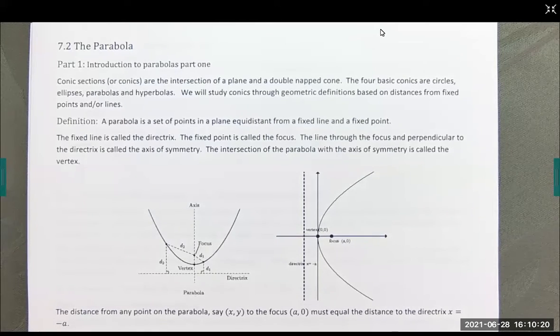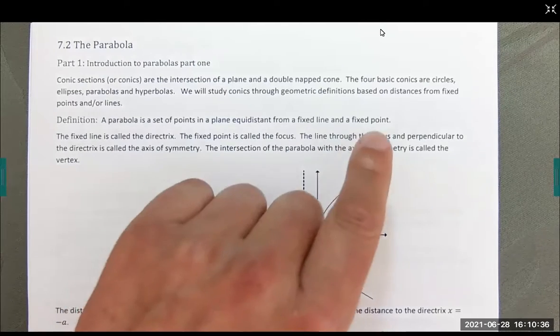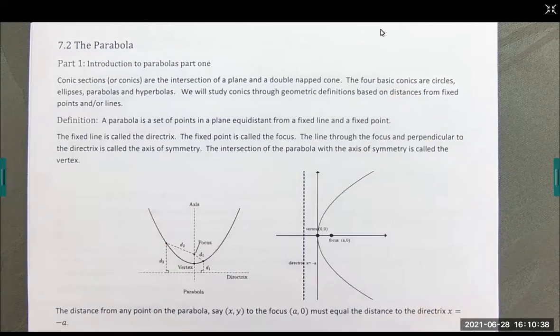Welcome back, everyone. We are starting conics in chapter 7, and our first conic is going to be called a parabola. These are usually quadratic functions. I should say the graph of a quadratic function. And so there's four basic conics. There's circles, ellipses, parabolas, and hyperbolas, and we will deal with each of those.